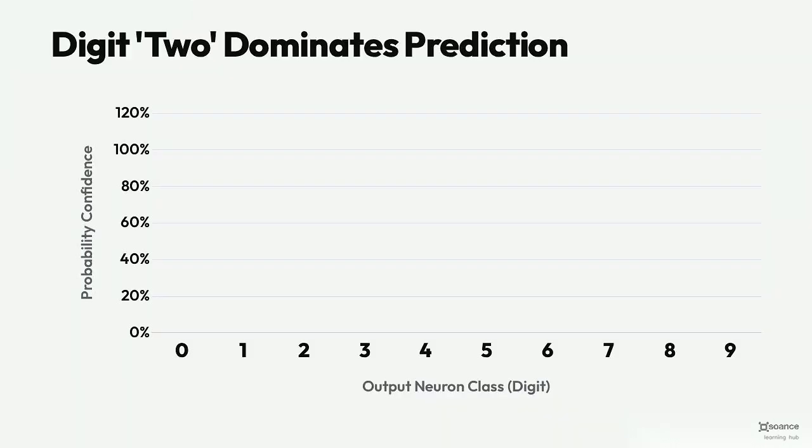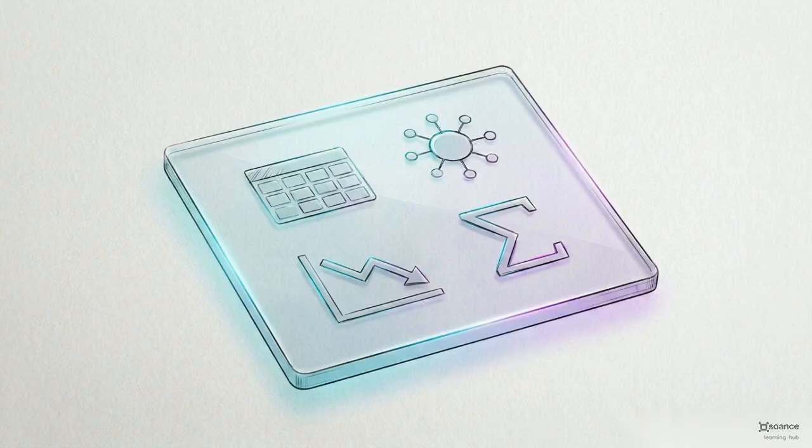Let's test it by passing an entirely unseen image through the trained network. Here is a sample from our validation set. The network evaluates the flattened pixels, and the output neuron assigned to the digit 2 fires with a 99% probability score, leaving the other 9 classes effectively at 0. By flattening inputs, setting 10 output neurons, utilizing cross-entropy loss, and managing PyTorch's softmax implementation, you now have a complete blueprint for multi-class classification.